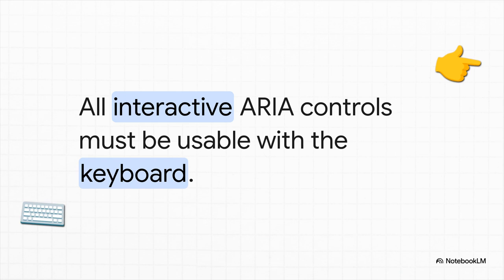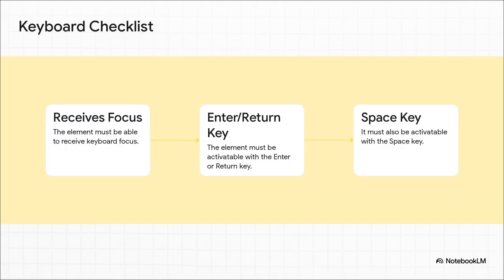If a user can click it, tap it, or drag it with a mouse, they must be able to do the exact same thing using only their keyboard. No exceptions. And this means you, the developer, have to actually code this behavior in.